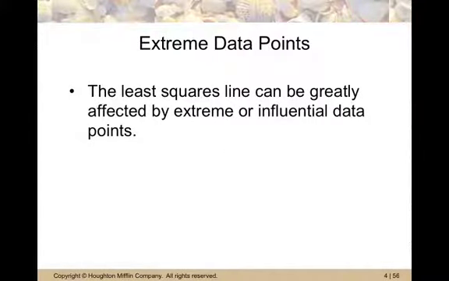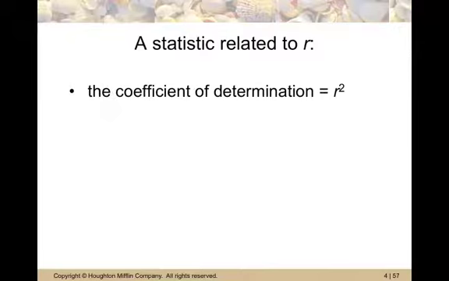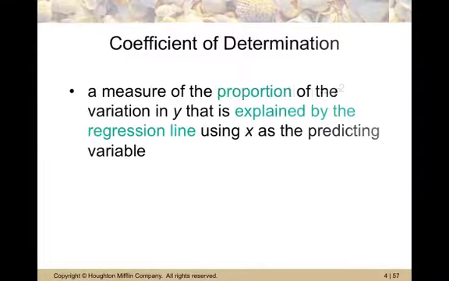The least squares line can be greatly affected by extreme or influential data points, so you need to be aware of them. And a statistic that's related to R that we're extremely interested in now that we have this model for the linear relationship between x and y is the coefficient of determination, which is R squared. It is a measure of the proportion of the variation in y that is explained by the regression line using x as the predicting variable.